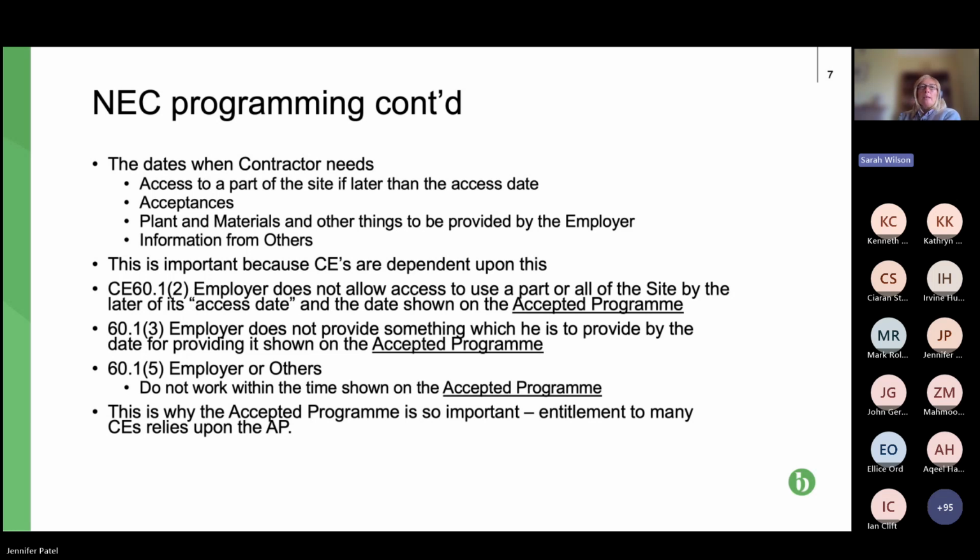So the four bullet points at the bottom are the compensation events that those items relate to. So as I say, really important, contractors and subcontractors, that you include that information in your accepted programme. Next slide, please.